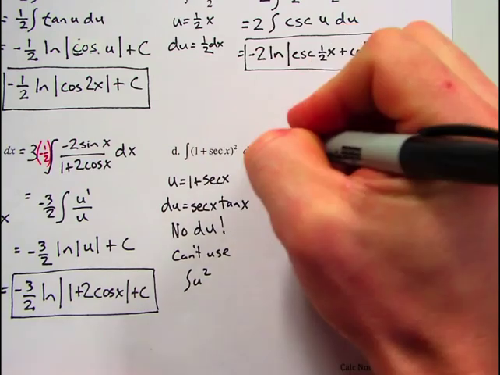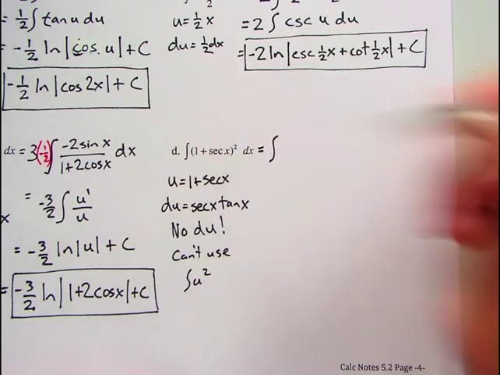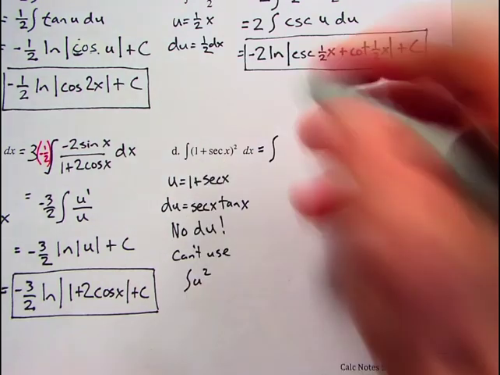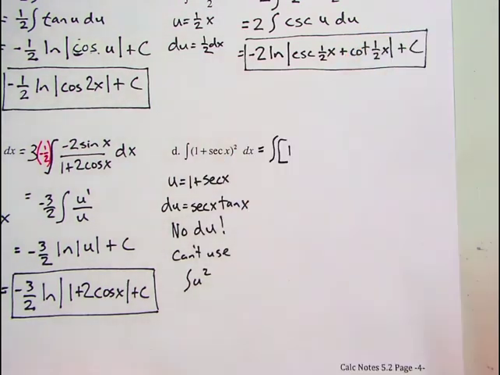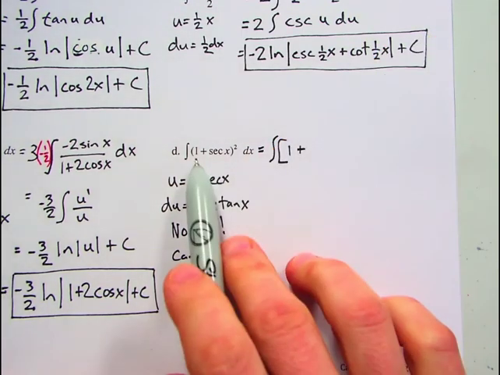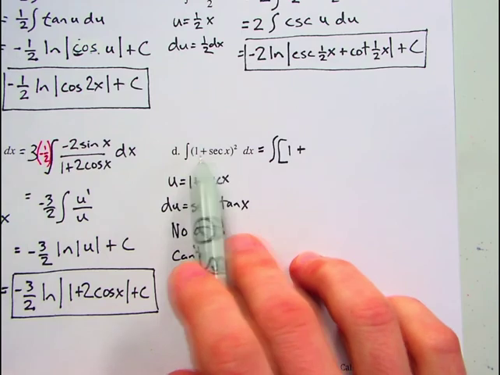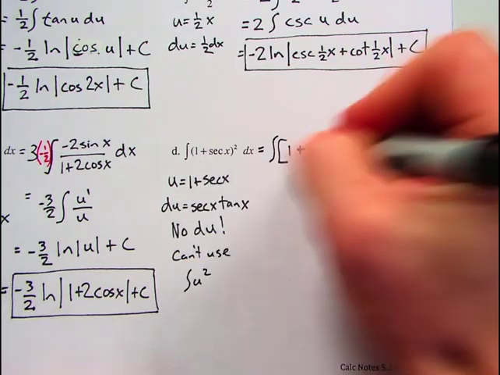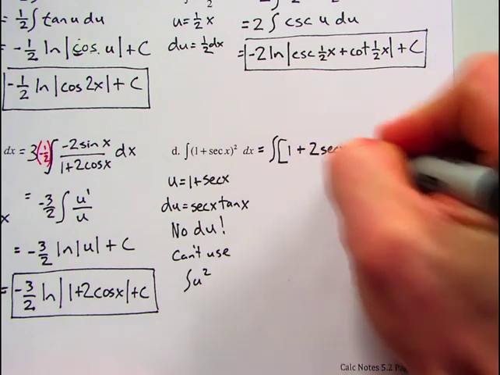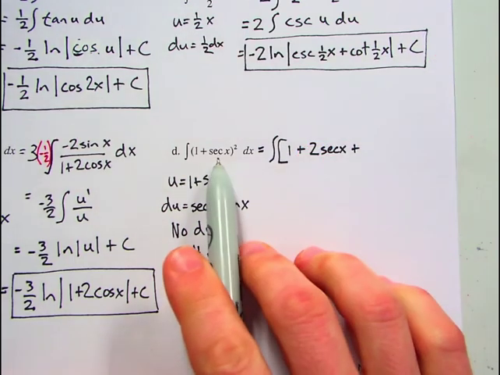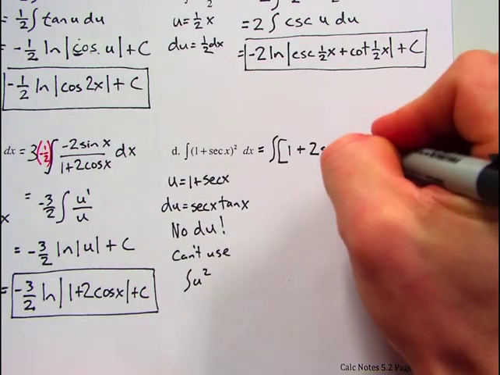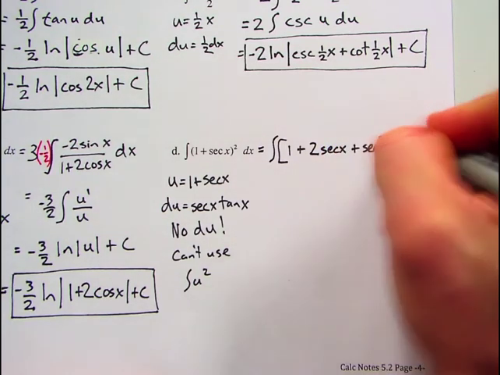Oh, fun stuff. Okay? So remember, when you have a binomial squared, it's the square of the first term, which is just 1, plus 2 times both terms multiplied. So it's really just 2 times 1 times secant x. And then plus the second term squared, which is secant squared x.